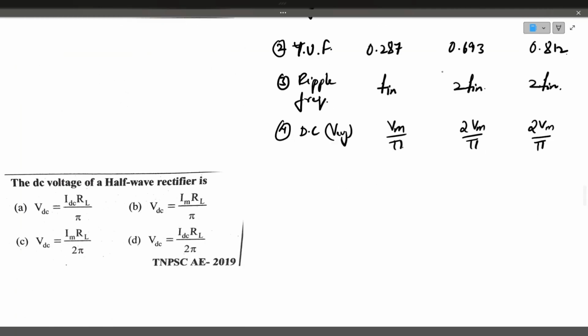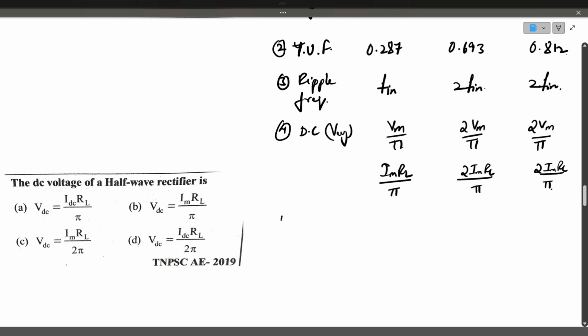This can also be written in terms of IDC. Vm can also be written as Im into RL. So it can be written as Im RL by pi for half wave, and 2 Im RL by pi for full wave.